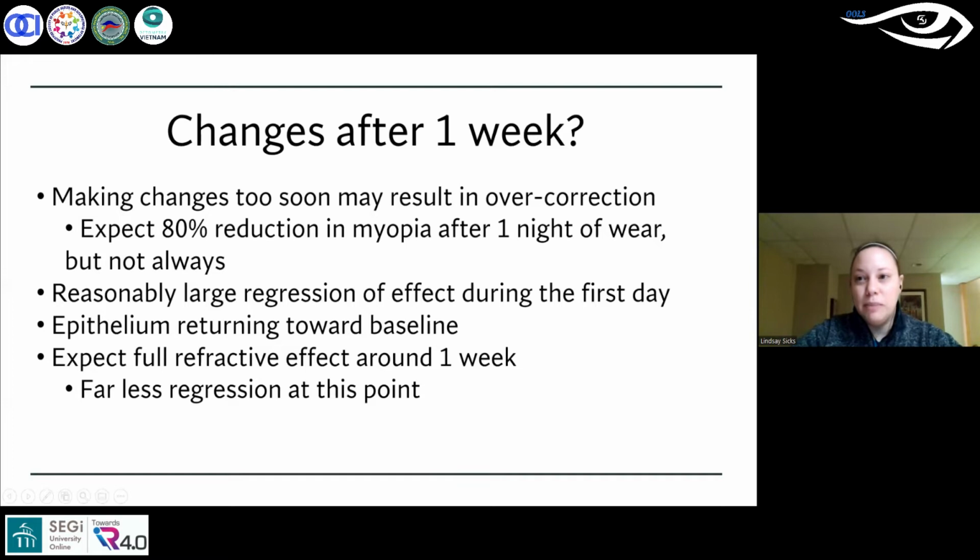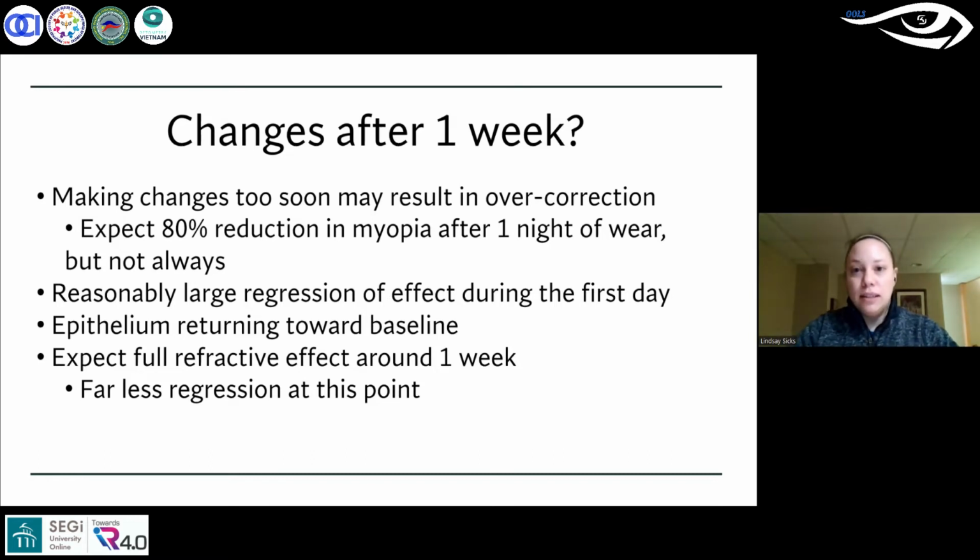We also expect for these patients a reasonably large regression, especially during that first day. So they may be seeing very well in your office, but warn them that their vision is going to get worse over the day. In the first week, it won't last all day. And this is just the epithelium returning toward baseline, but we really expect that they'll get their full refractive effect with less regression at about 1 week.